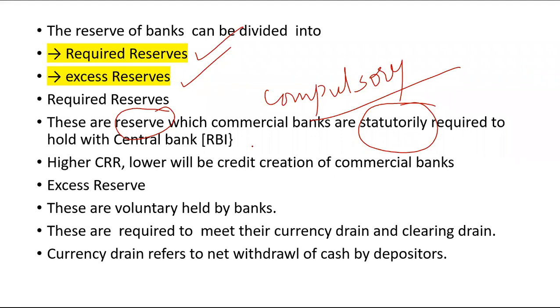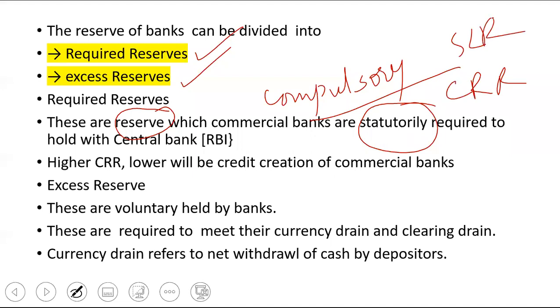Indian commercial banks are subjected to two types of reserve by the Reserve Bank of India. Mandatorily, Indian commercial banks have to keep reserve. One is CRR, other is SLR. This we discussed in the beginning chapters. What is CRR, children? Cash reserve ratio. SLR is statutory liquidity ratio.